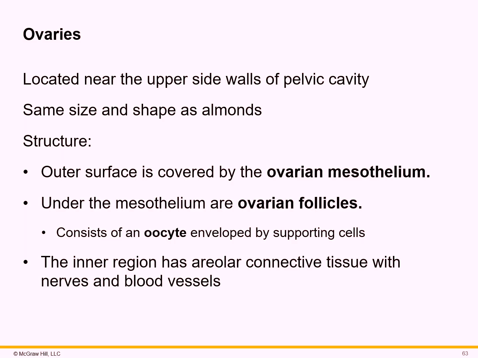The outer surface of the ovary is covered by the ovarian mesothelium, and under that mesothelium are the ovarian follicles. Okay, now that consists of an oocyte that is also padded or protected by supporting cells. And then the inner region has the areolar connective tissue that has the nerves and the blood vessels, making sure the ovaries get the proper blood supply and things like that.